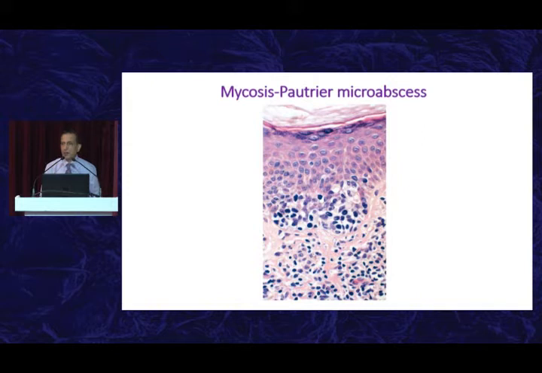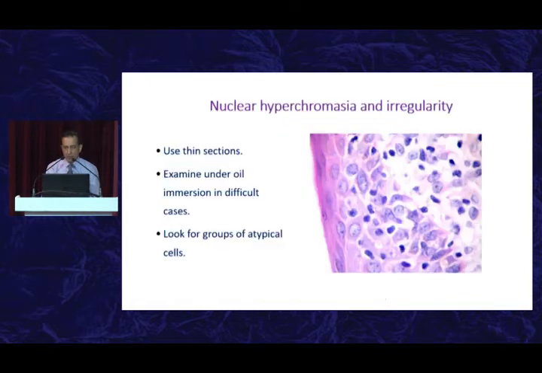And the Pautrier microabscesses, now actually when we did the study that I will talk to you about, we searched to see what is the definition of a Pautrier microabscess. It's not given. How many cells should you see in a vacuole to call it a Pautrier microabscess? So some studies have taken it as over 4, but we in our study took it as over 3. So it's a collection of these atypical cells in a large vacuole.